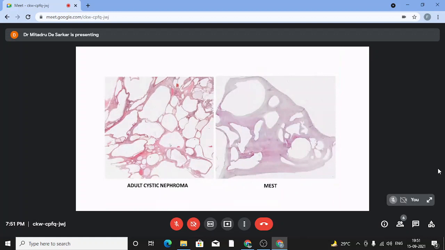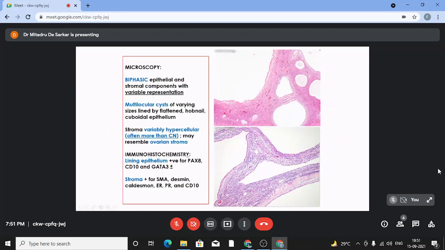Whatever it is, if you compare the adult cystic nephroma to the MEST family, you will see that both belong to the family of cystic tumors. However, in cystic nephroma, the cysts are much more conspicuous, whereas in MEST, the fibrocollagenous septae are thickened to the point that the cysts sometimes can look like a minor component. So you often get a solid cystic kind of appearance in MEST, which is why between the two, MEST often tends to segregate into category 3. That's all you see in microscopy. We have already talked about it. Sometimes you might get ovarian stroma over here, just like you see in adult cystic nephroma.